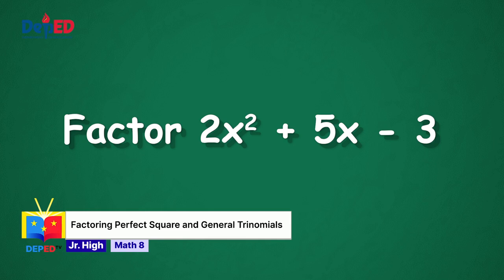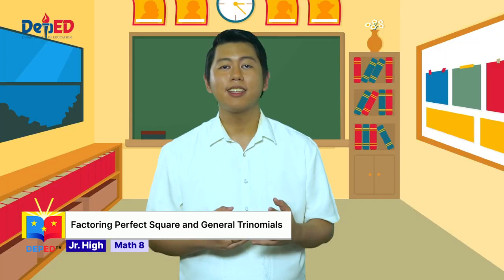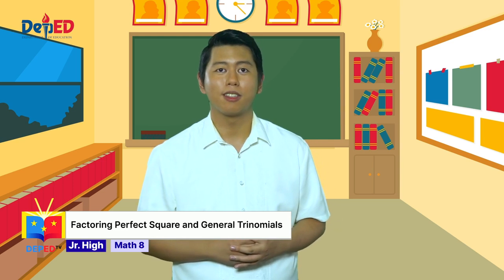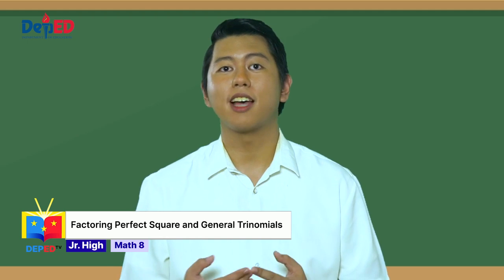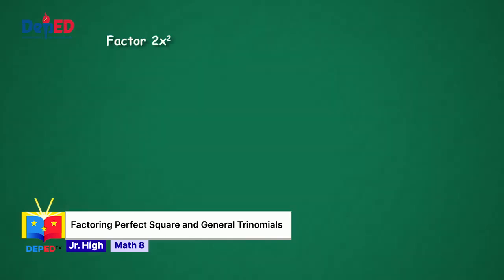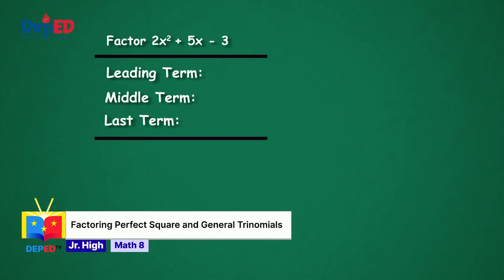It's clear based on the first term alone that this is not a perfect square trinomial. So we can factor this using the terms and the signs of the trinomial. What are the leading, middle, and last terms? Do not forget to include the signs. The leading term is 2x squared. The middle term is positive 5x. And the last term is negative 3.